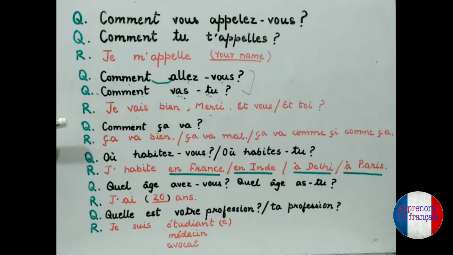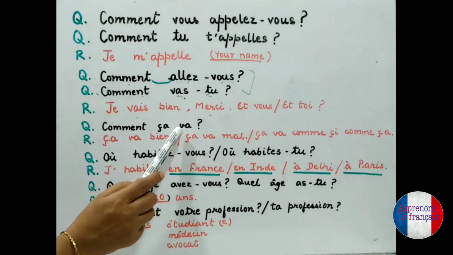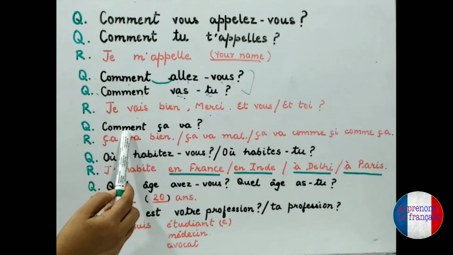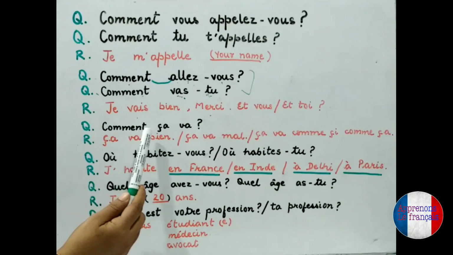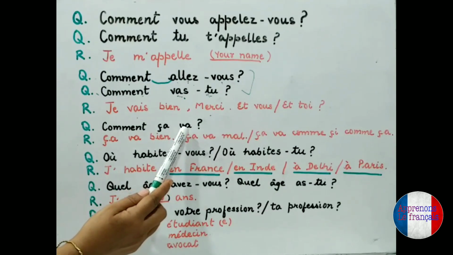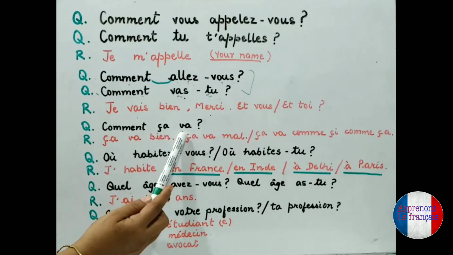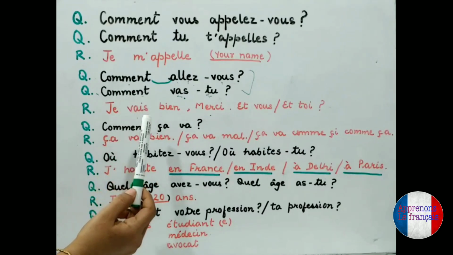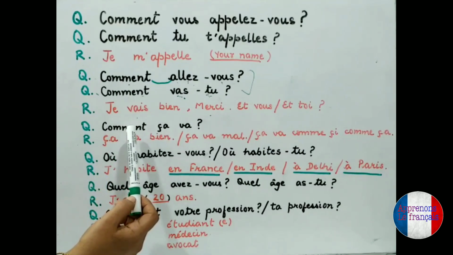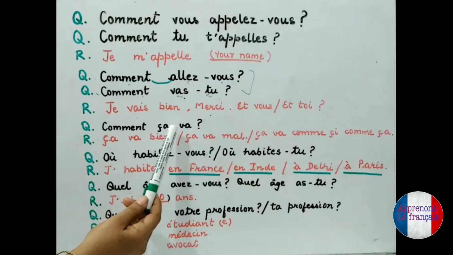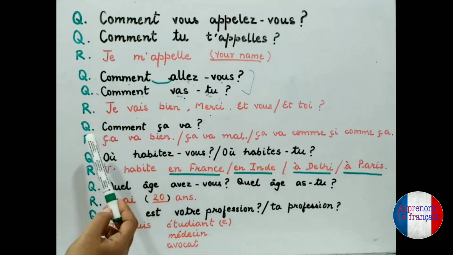Okay, now we come to the next question, that is comment ça va. Comment again is how, as I told you in the previous questions. Ça is this and va is goes. So how this is going. So basically this is the same question as above. How this is going means how is life going. So again it is how are you.